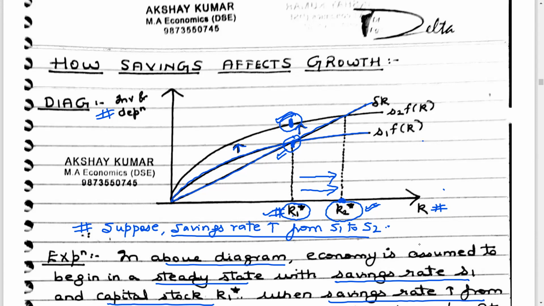So you can see what savings is actually doing. Savings is causing only a level effect. So what does level effect mean? The level of capital stock per worker has gone up. The level of output per worker has gone up. The level has gone up, but the growth has not gone up permanently. Growth has only gone up temporarily.